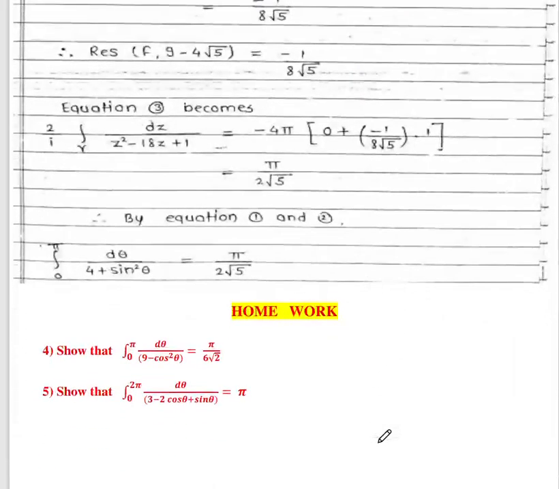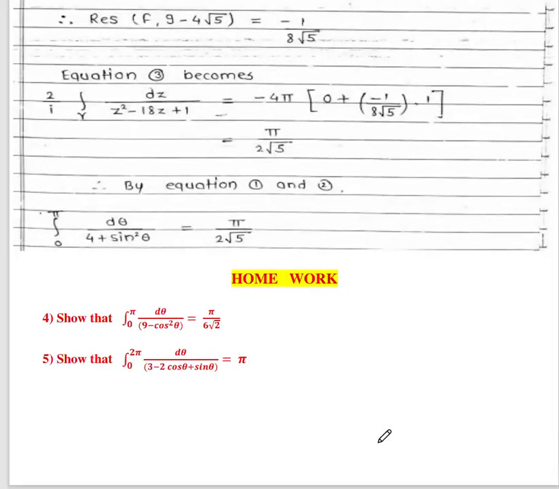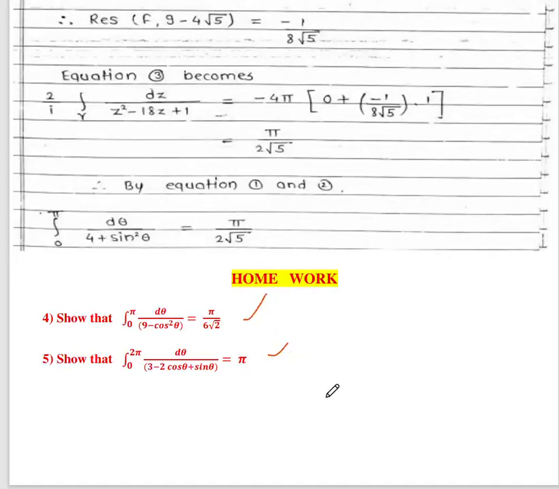I will give you example number 4 and number 5. You have to solve these examples as homework. Show that integral 0 to pi d theta upon 9 minus cos square theta equal to pi upon 6 under root 2. And the second example is integral 0 to 2 pi d theta upon 3 minus 2 cos theta plus sin theta equal to pi. So these are the two examples for homework.